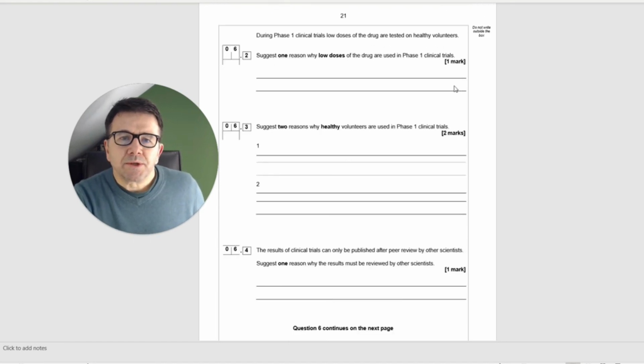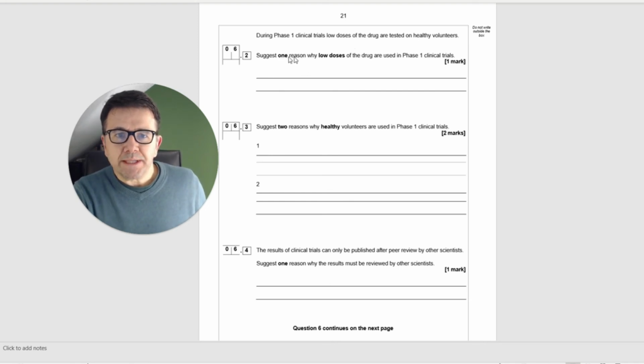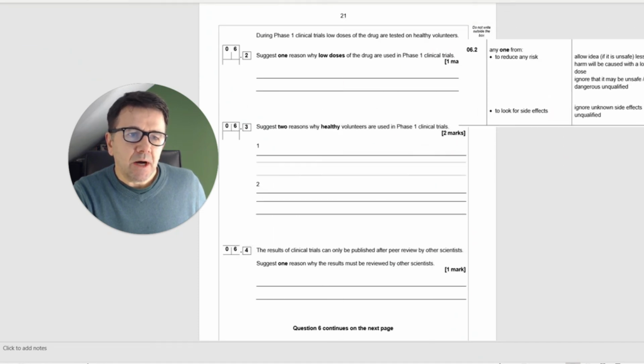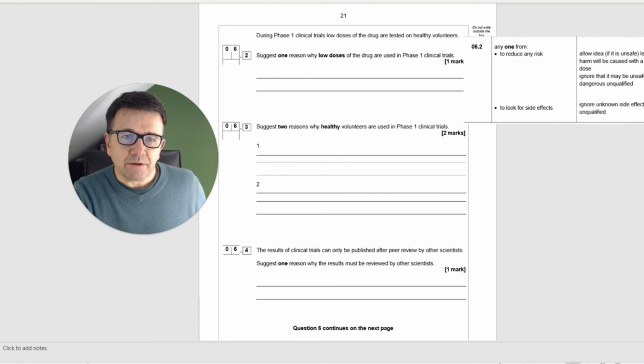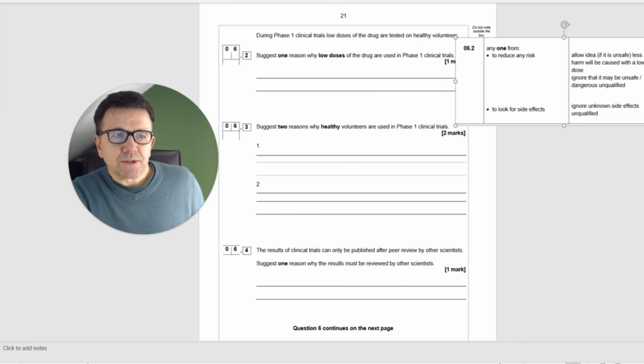So question 6.2, so looking at phase 1 clinical trials, low doses of the drug are tested on healthy volunteers. And it says suggest one reason, one being in bold, why low doses are used in phase 1 drug trials. And basically there are 2 answers you could have, either to reduce any risk or to look for side effects. It would also accept if you said there was less harm will be caused with a lower dose. Okay, you can't just say it's unsafe, all right, or dangerous, unqualified. So that means you've got to give a reason, and that's to reduce any risk.